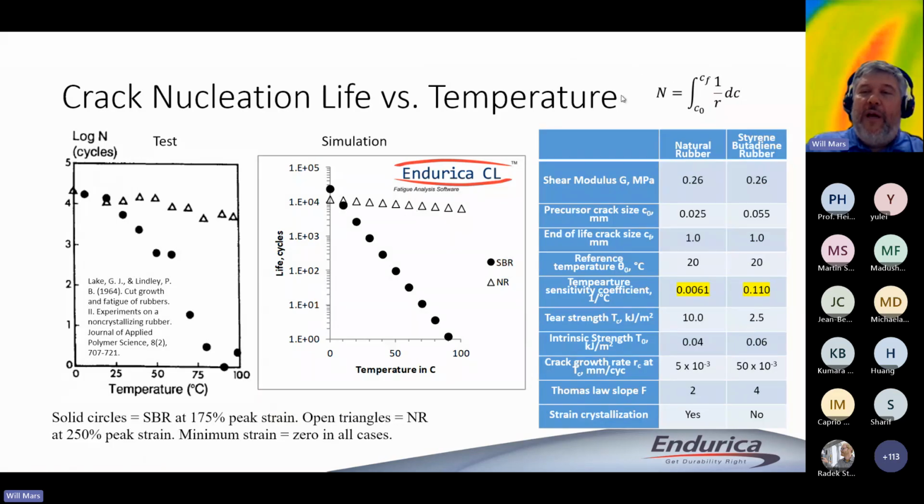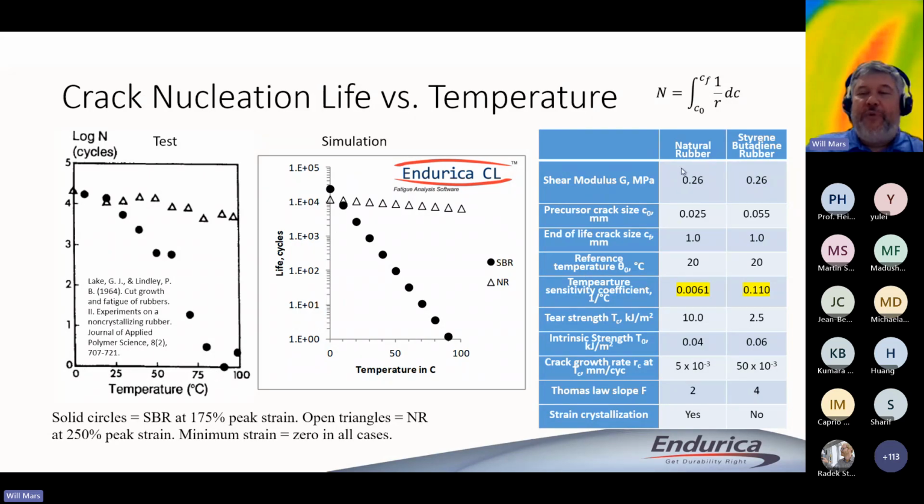Just a quick example of using a temperature-dependent crack growth rate curve with a crack precursor. This is on the right here. You can see I've listed out some typical properties for the fracture, the stress-strain behavior, the crack precursor size, and the tear strength power law slope for natural rubber and for SBR. On the left, these are crack nucleation results that were measured by Lake and Lindley. The triangles are for natural rubber, which tends to be very insensitive with respect to temperature in this kind of test, compared to styrene butadiene rubber, which is the solid black circles, which you can see loses 4 orders of magnitude of life over a temperature range from 0 to 100 C.